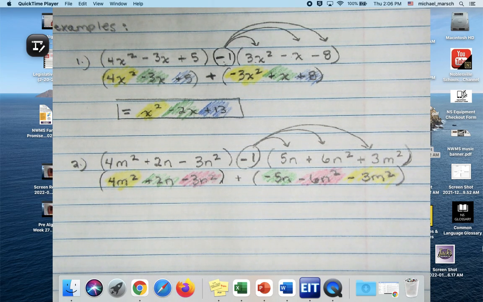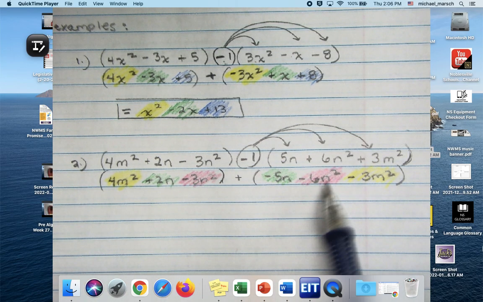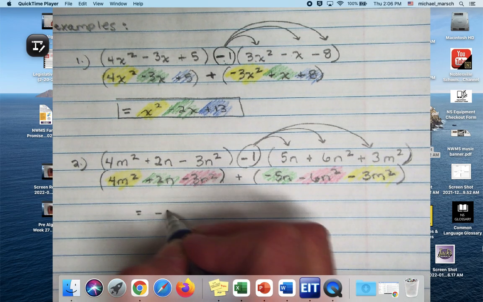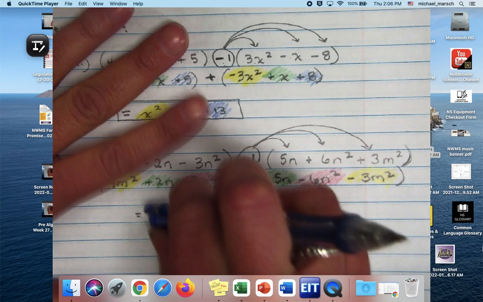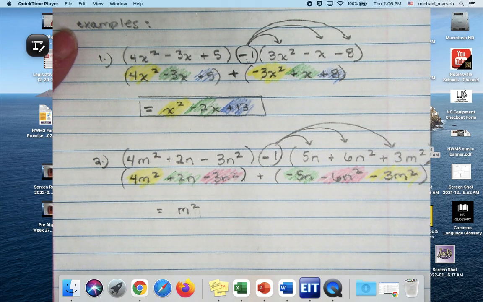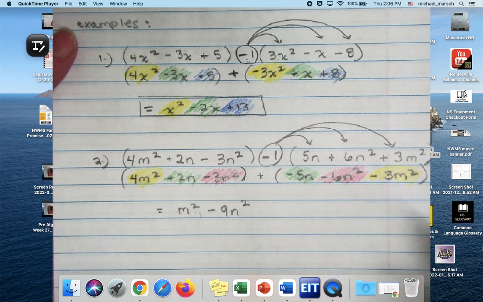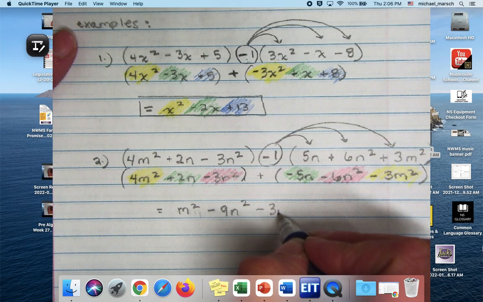Now you're probably wondering what order they go in if you have more than 2 variables, right? Because it was easy before. We just had the x's and we just went greatest to least for the degrees. So for these, we're going to go alphabetical variables, greatest to least. Does that make sense? So I'm going to do the m's first because they come before n. So I'm going to have just m squared, because 4 minus 3. I'm going to have -9n squared, and then -3n.